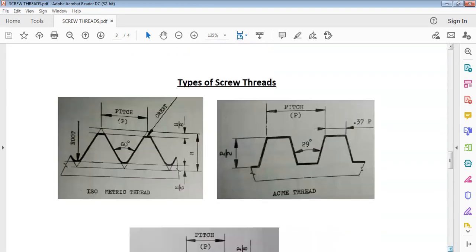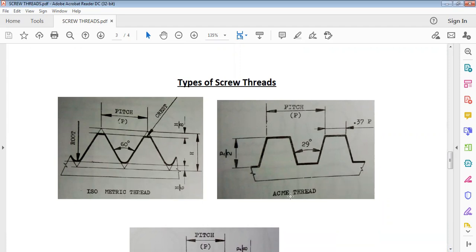Okay, then types of screw threads. Types of screw threads, very, very important. So we have ISO metric thread. This is an ISO metric thread. The angle between the corresponding threads is 60 degrees. Pay attention to the angle.